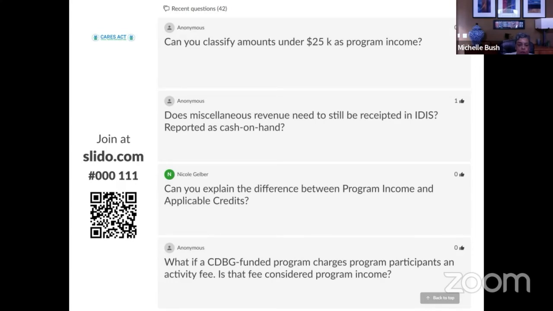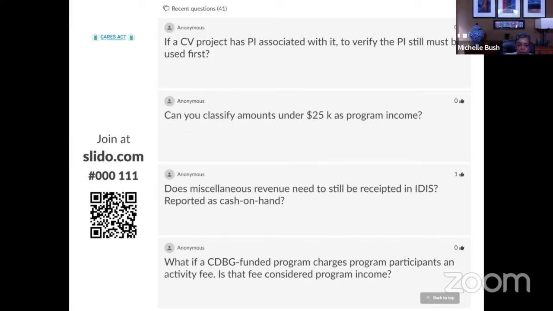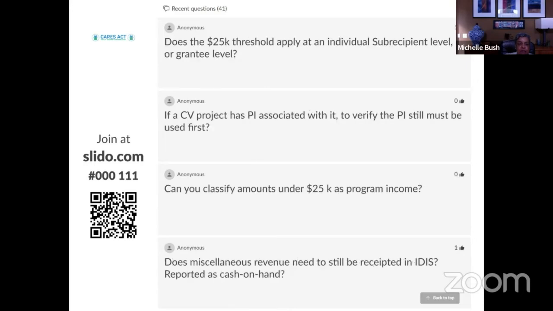So what if a CDBG funded program charges program participants an activity fee? Is that fee considered program income? I think the answer to that is yes. If a CDBG project has PI, program income, associated with it, to verify, the program income still must be used first.